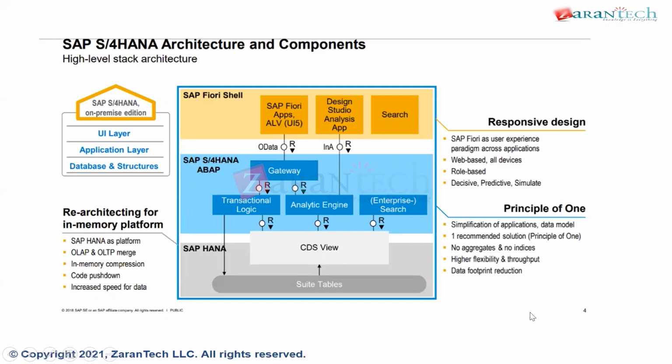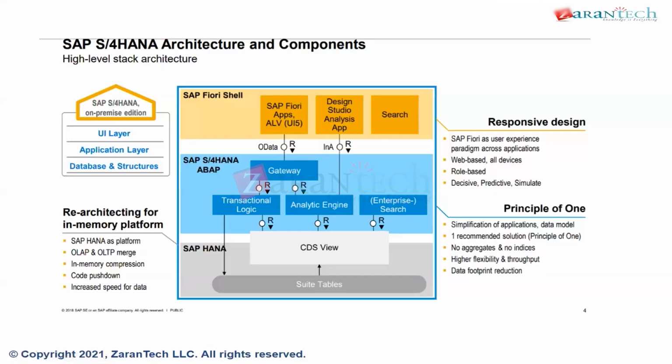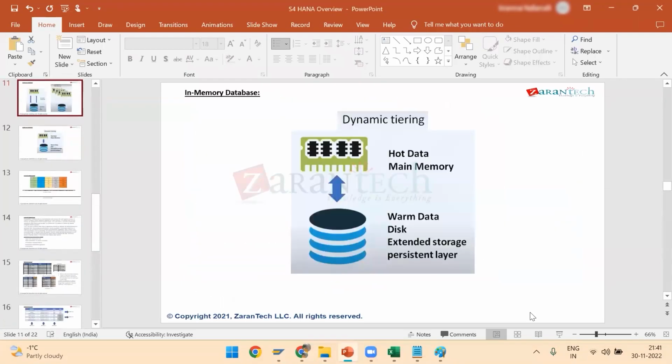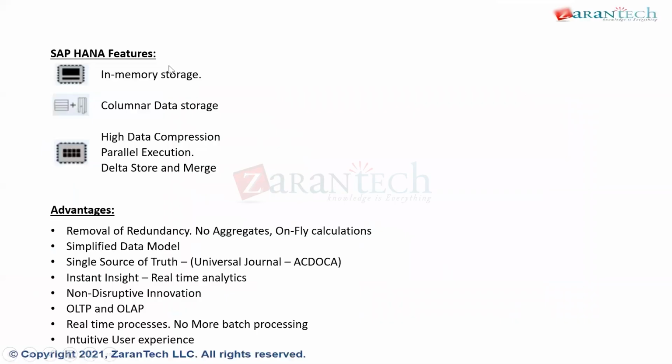So these are the main features. It is good to understand the main advantages of S/4HANA because of these features. It helps to remove the redundancies, and we discussed there will not be any aggregates, there are on-the-fly calculations, and it is a simplified data model.